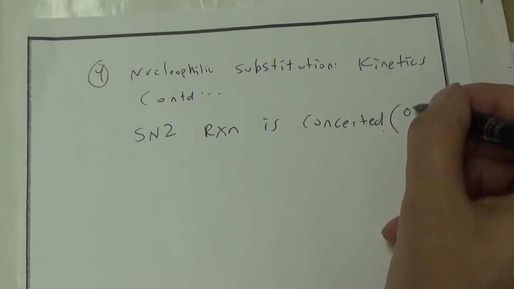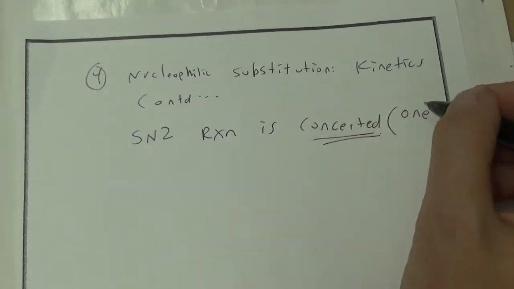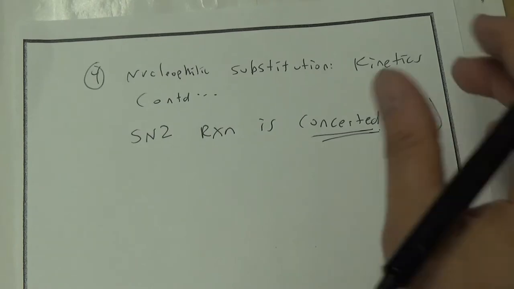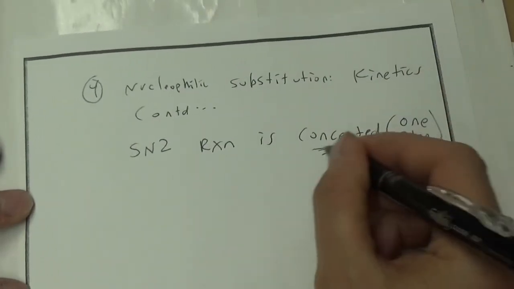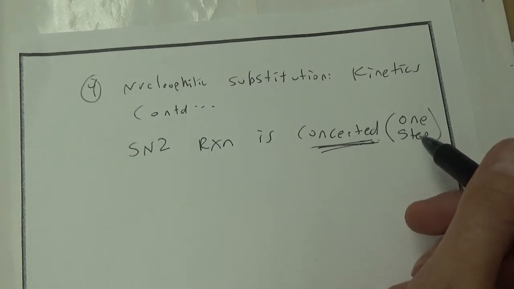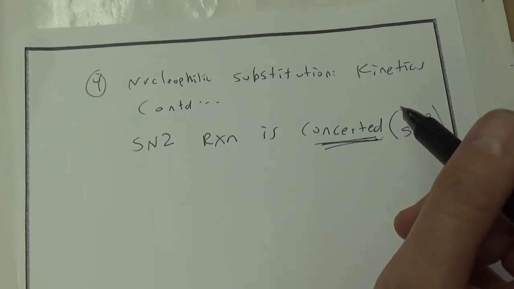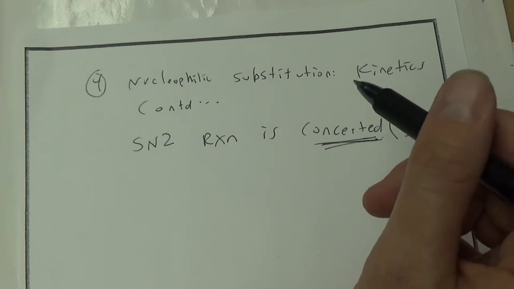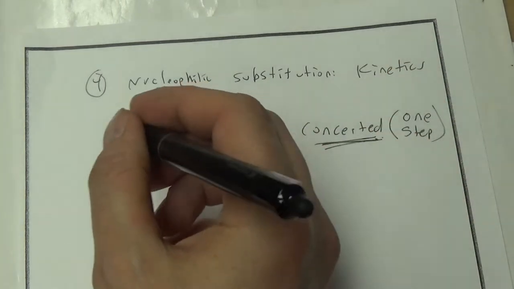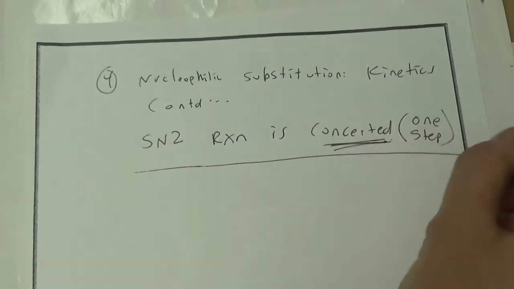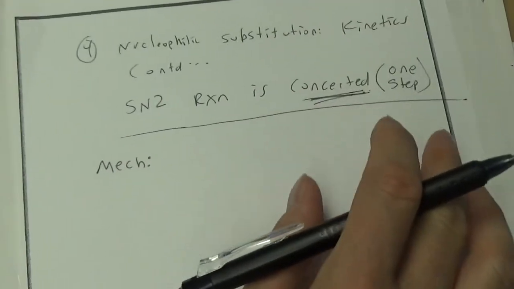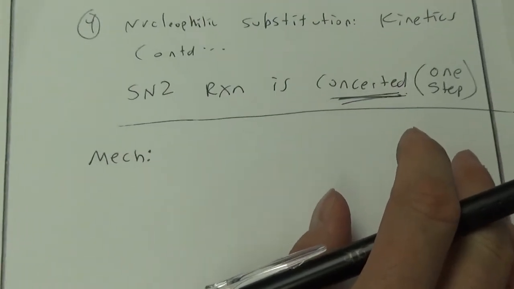And what does concerted mean? Concerted means one step, meaning everything happens in one step. That's what concerted means. The mechanism is a one-step reaction. We already showed the mechanism, but let's show it in a little bit more detail now, with a three-dimensional depiction of how this mechanism works.